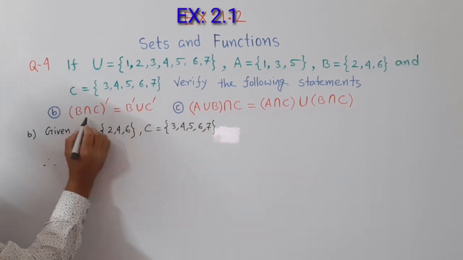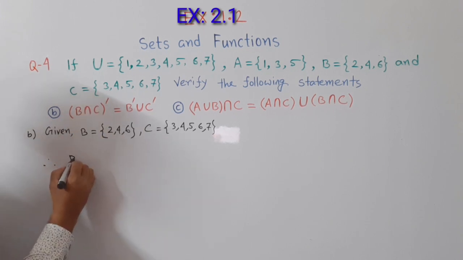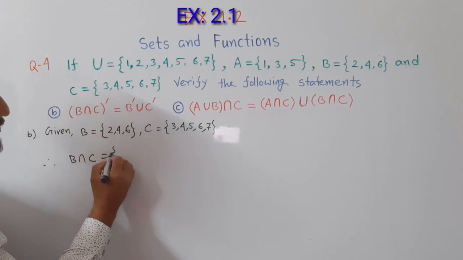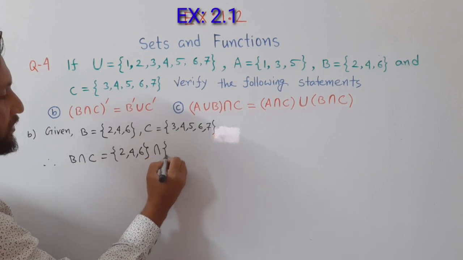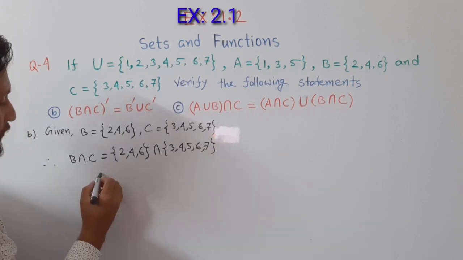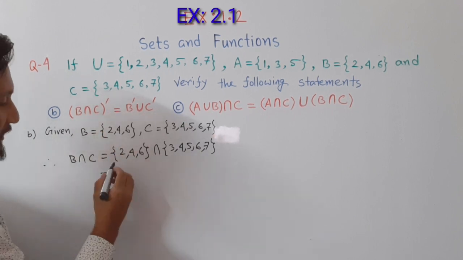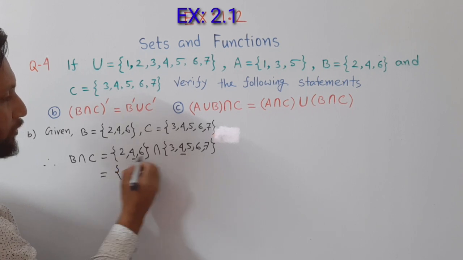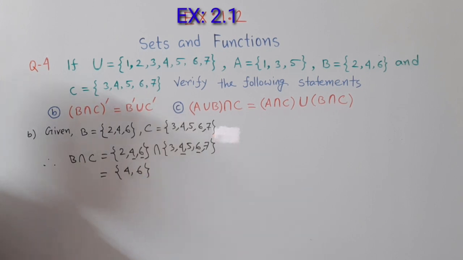So for the left hand side, at first we have to identify B intersection of C. So B intersection of C, that means B set 2, 4 and 6, and intersection of C 3, 4, 5, 6, 7. That means from both two sets B and C we have to select the common elements. So common elements here, see that 4 and 4 common, 6 and 6 are common, that means B intersection of C is 4 and 6, two elements. Now B intersection of C complementary.